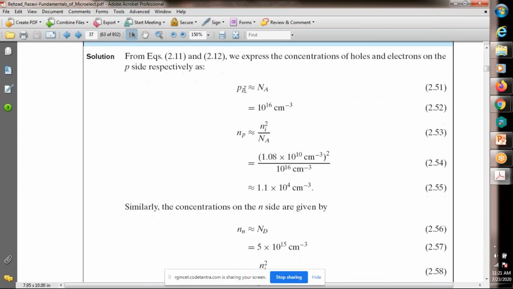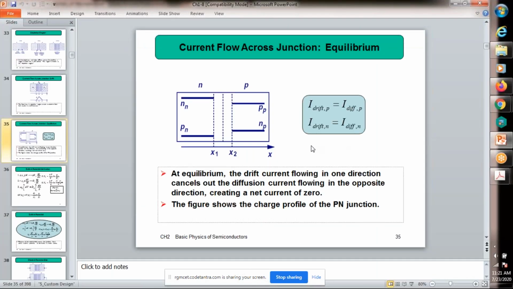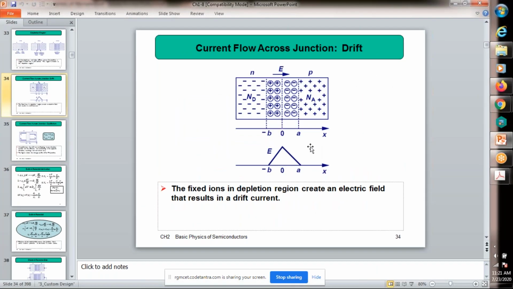Okay, this is the problem here. Pp, the number of acceptor atoms, you can easily calculate. We already discussed this in the last class also. By using this mass action law, we can easily find out the minority carriers and majority carriers.